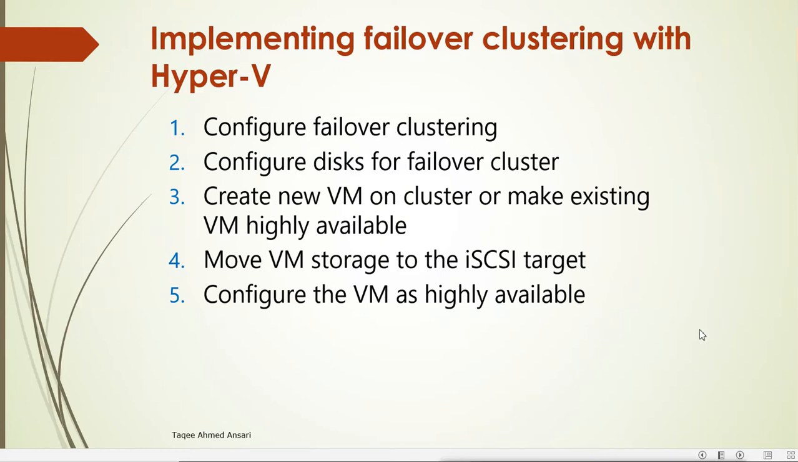Now we implement failover cluster with Hyper-V. The first option is to configure the failover clustering. First we have to configure the failover clustering, then we have to configure the disk for the failover cluster. That means we will use the CSV, cluster shared volume. Then create a new VM on the cluster or make an existing VM highly available. So either we create a new VM directly on the cluster, or if the virtual machine is already there, then we can make it highly available also.